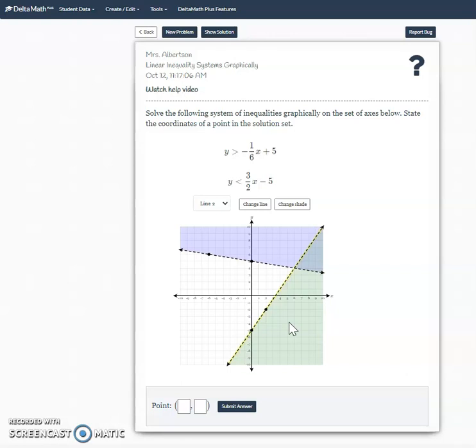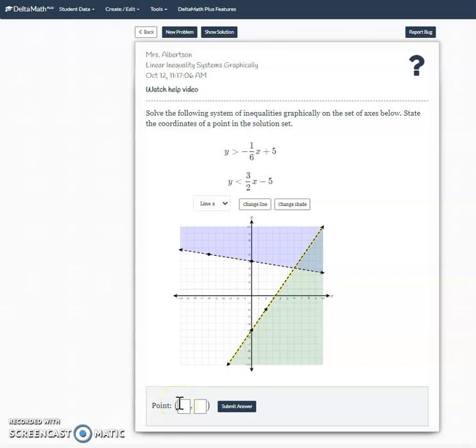Solutions for both lines are going to occur in the overlapping colored regions. Now, keep in mind that a solid line is a solution, a dotted line is not. So in this problem, the only points that are solutions are the ones that are in the double shaded. Points on either of these lines are not solutions. Now I'm asked to state the coordinates of a point in the solution set.